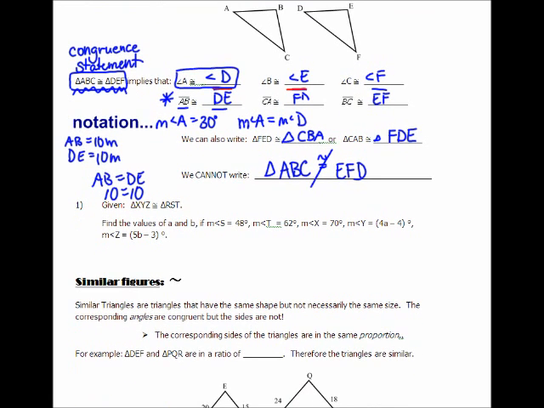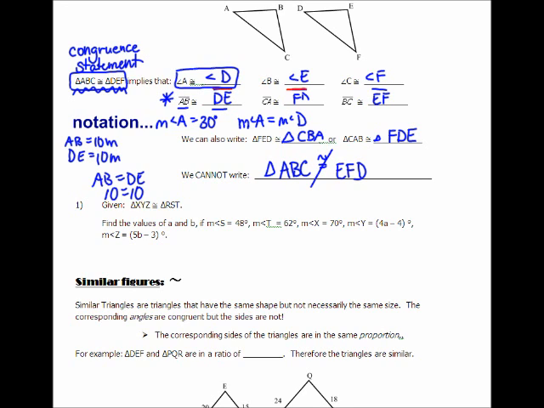So if you look at the next problem, we can be given a problem like this, and we would just have to fill it out. Find the values of A and B. If the measure of angle S is 48, T is 62, the measure of angle X is 70, the measure of angle Y is 4A minus 4 degrees, and the measure of angle Z is 5B minus 3 degrees. So you should be able to set up an equation to solve for those variables.